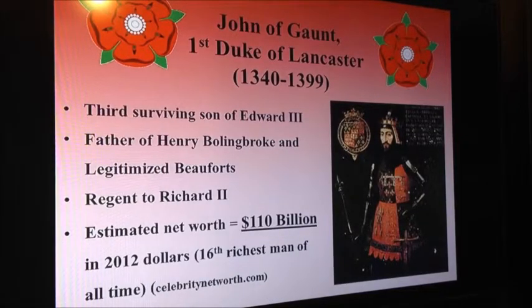John of Gaunt was Richard II's uncle, and also the heir to the throne. He was one of the richest men in England. It is estimated that in 2012 American dollars, he is worth 110 billion, which makes him the 16th richest man of all time. Now, he's important because he could have decided to become king himself and overthrow his nephew.